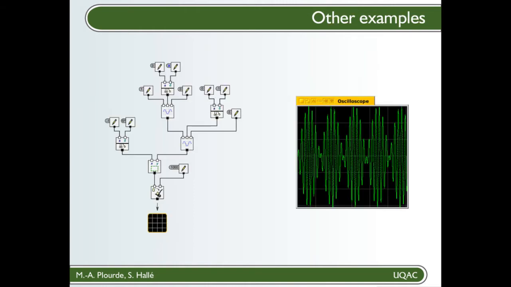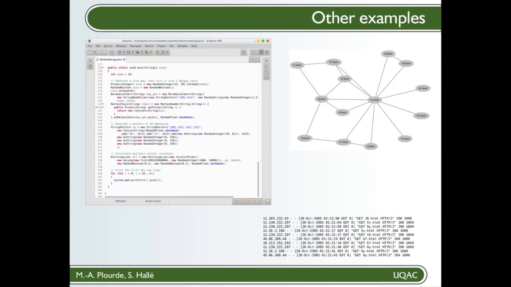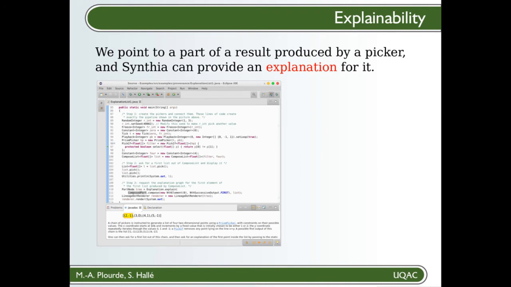Just for fun, here's a piece of code where a chain of pickers simulates the operation of an AM radio, and here's another one that generates a random scale-free graph simulating a website map, and then interleaves multiple random walks in this graph to generate a fake web server log. Note how in each case the chain is instantiated at a high level of abstraction and contains relatively few lines of code. A second important feature of Synthia is its explainability.